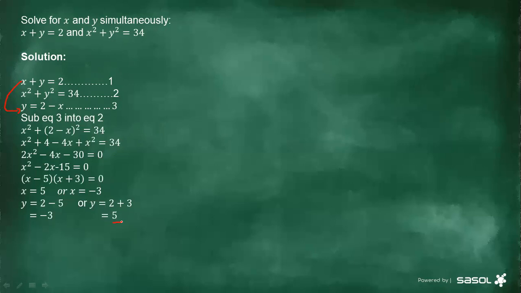All right, and in some others we will make x the subject. That is fine. You can also make x the subject of the formula to create the third equation. You can have something like this: x equals 2 minus y. It's still fine, but we are going to have the same solution. All right.